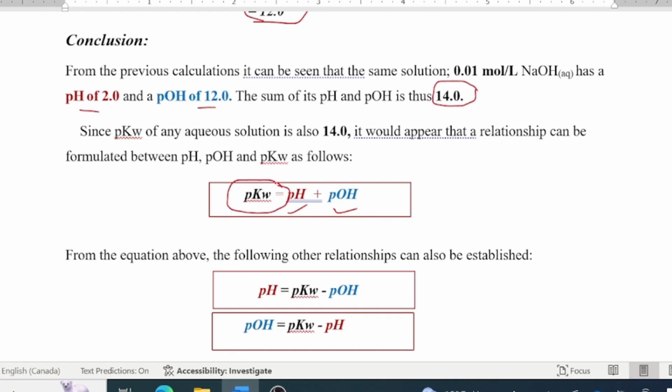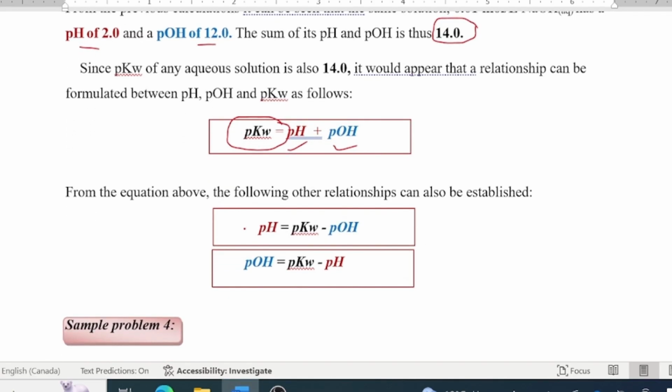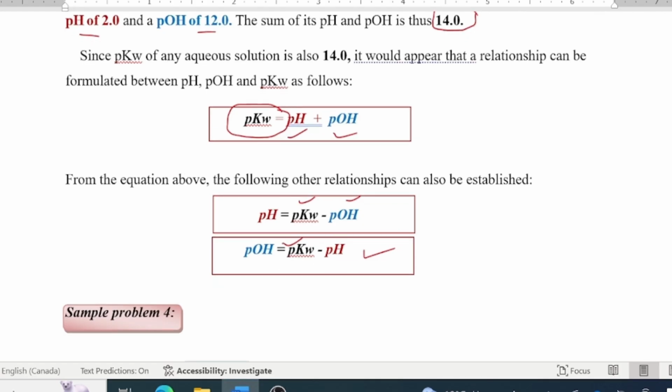So if you know pH, you can know what pOH is. If you know pOH, you can know what pH is. So pH will be equal to pKw, which is 14, minus pOH. pOH will be equal to pKw minus pH. All right, so if you know these equations, problems become very easy for you to solve.